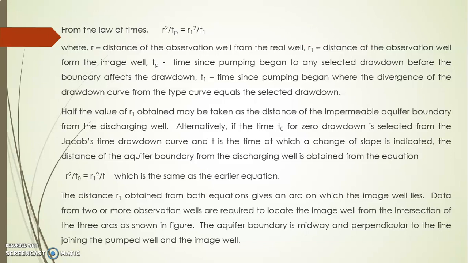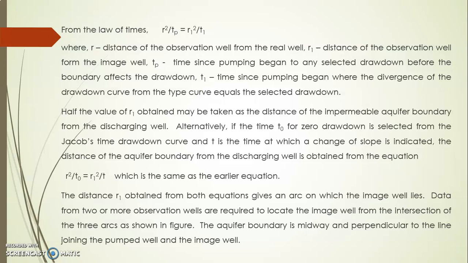Alternatively, if the time t0 for zero drawdown is selected from the Jacob's time-drawdown curve, at which a change of slope is indicated, the distance of the aquifer boundary from the discharging well is obtained from the equation r squared by t0 equal to r1 squared by t, which is the same as the earlier equation. The distance r1 obtained from both equations gives an arc on which the image well lies.